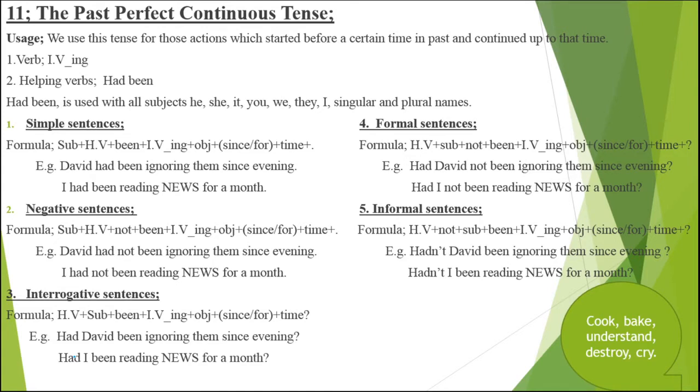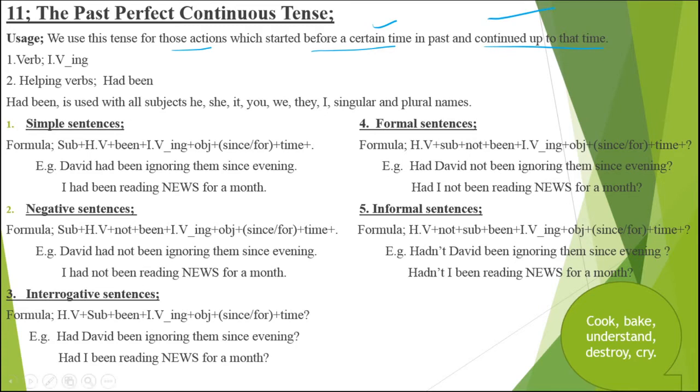We have got our 11th tense, that is known as the past perfect continuous tense usage. We use this tense for those actions which started before a certain time in the past and continued up to that time.